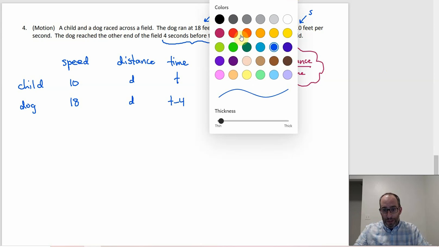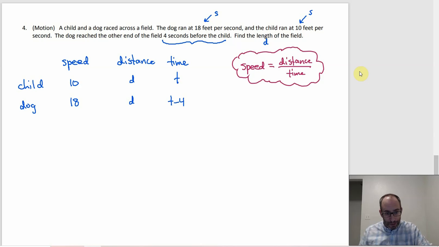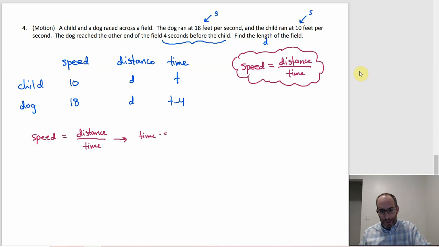So if speed equals distance over time, which it does, first I'm going to manipulate the formula. Speed equals distance over time. Then I multiply both sides by time, because I'm trying to solve for distance, so I'm going to clear that denominator. So time times speed equals time times distance over time, right?